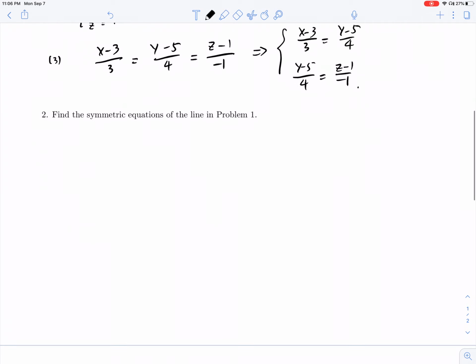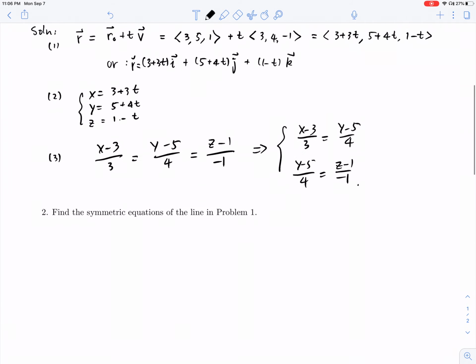Problem 2 is already solved, so we are done.